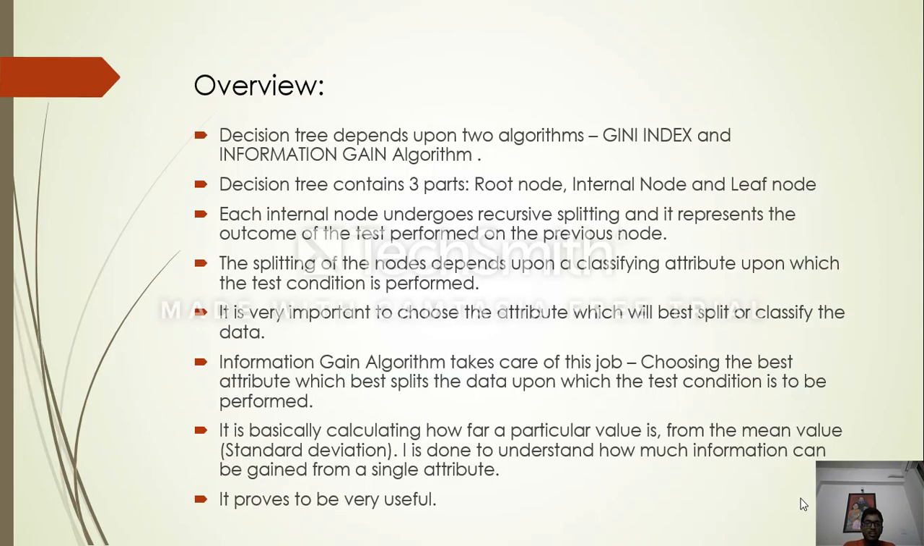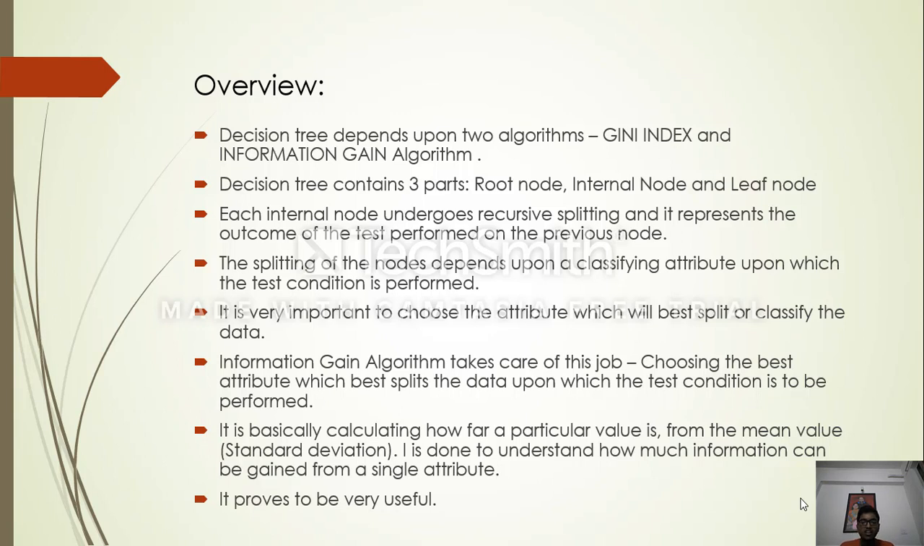So basically, the decision tree uses two algorithms, Gini index and information gain. If you look at the construction of the decision tree, it contains three parts: root node, internal node, and leaf node. The root node is at the top level and the leaf node at the bottom level. The internal node occupies the mid position. Each internal node undergoes recursive splitting and represents the outcome of the test performed on the previous node.